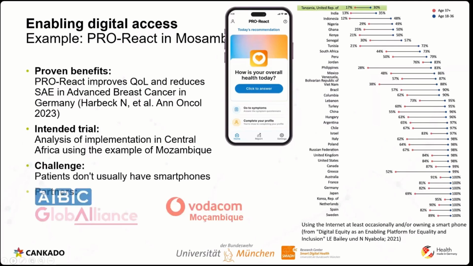And therefore, we are very happy to do that trial together with Vodacom, which is providing the internet access and the devices, and together with ABC Global Alliance.